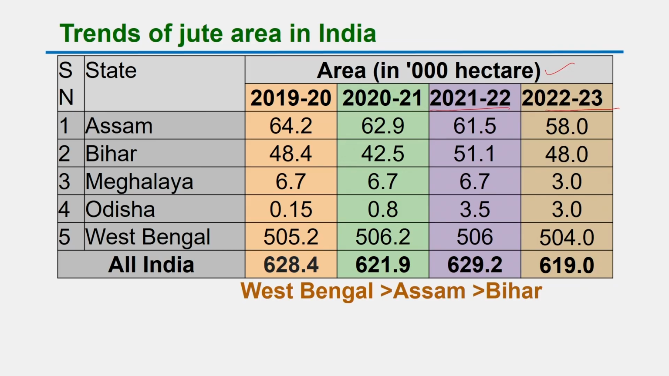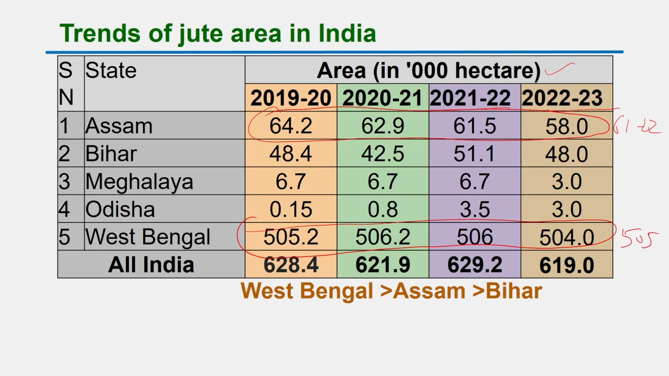So first you see that West Bengal, during all the years, is having the highest area in India, which is about 505. If you take the average, it is about 505,000 hectares of land in West Bengal. And number 2 state, if you see generally, is Assam. Assam is having a much lower area than West Bengal, but it has some area under jute crop. So you can see here, it is somewhere around 61 to 62,000 hectares area in Assam.